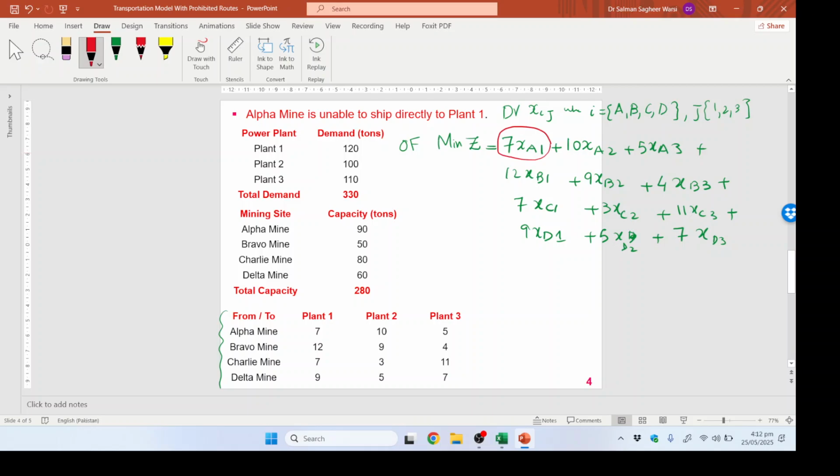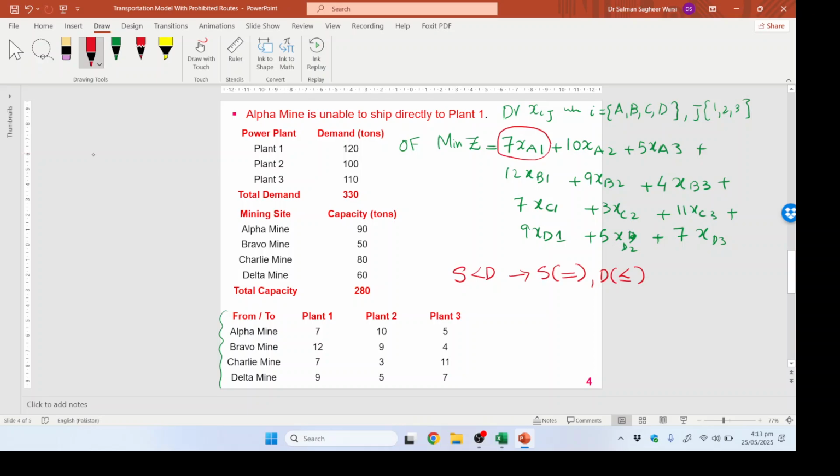this route is not permissible. So why have we included it in our objective function? We will come to this point in a bit, but let's first see how the constraints will be formulated. Now here, since the supply is less than the demand, remember, in such case we will formulate the supply constraints with equal sign and demand constraints with inequality sign.